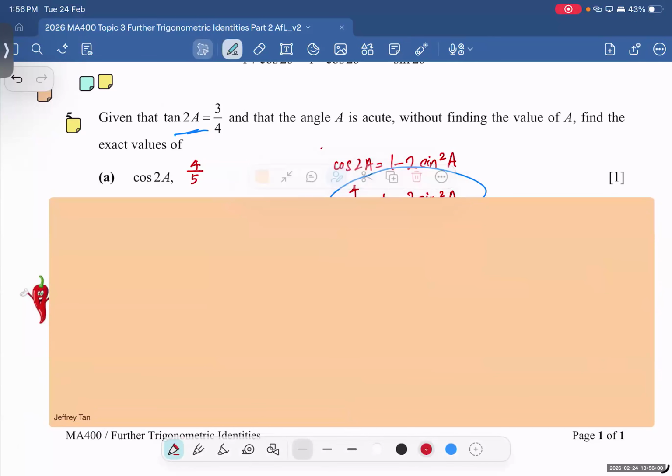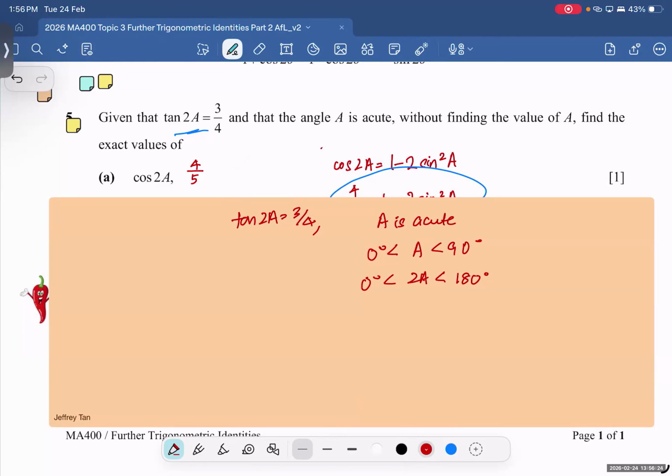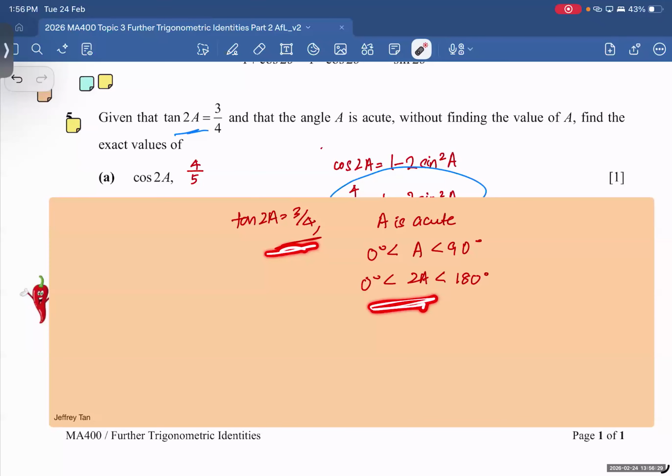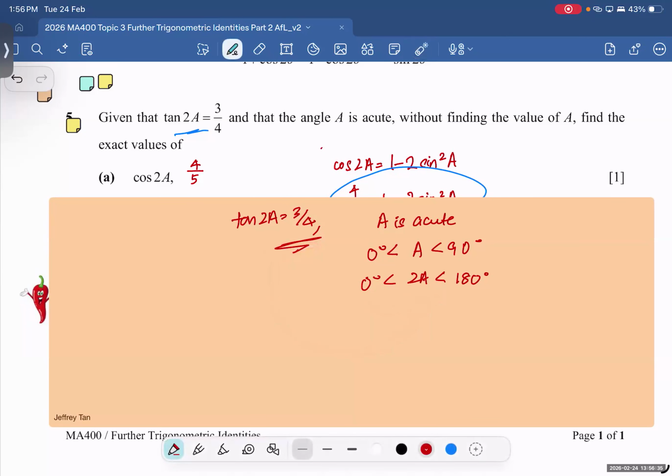Because you know that tangent 2A is 3/4, and supposedly A is acute, right? If A is acute, by right A is supposed to be between 0 to 90 degrees. But 2A will be from where to where? Rightfully, if A is acute, 2A could be obtuse. But they tell me that tangent 2A is positive. So what are they trying to tell me? That means 2A is also in the first quadrant. Combining these two pieces of information tells me that 2A is also in quadrant 1.